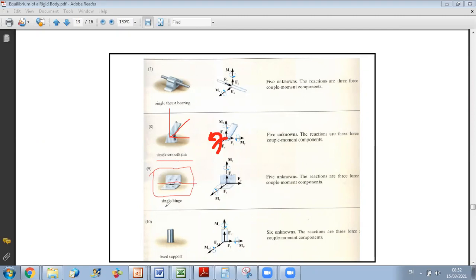This is why a single hinge will also develop 5 constraints: 3 forces and 2 couples. We only have freedom of rotation about this axis, so no couple moment along this axis.